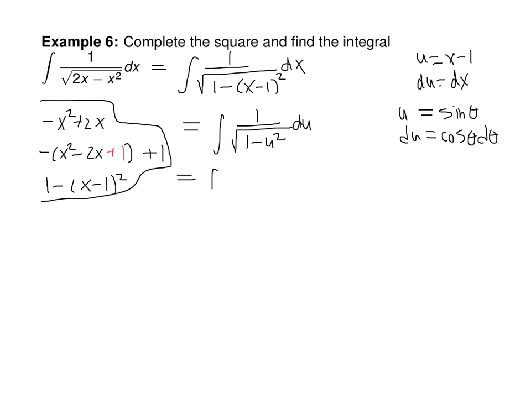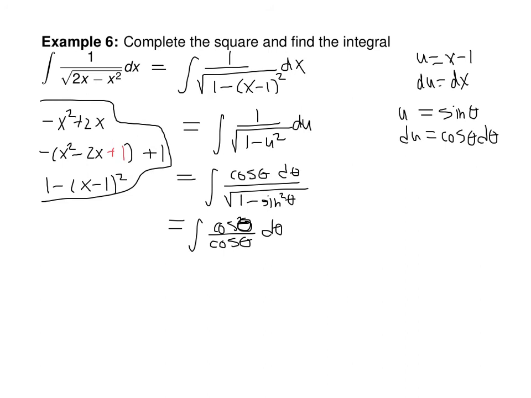And this gives us the integral of cosine theta d theta over the root of 1 minus sine squared theta. And that 1 minus sine squared theta is actually equal to cosine squared theta, which will give us the integral of cosine of theta over cosine of theta. And yes, those do cancel. We have the integral of 1 d theta. Yay! The antiderivative of 1 is just theta. So theta plus c.